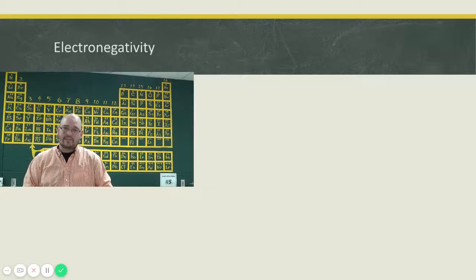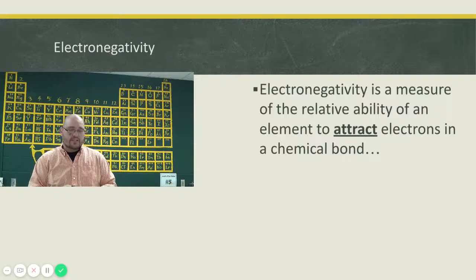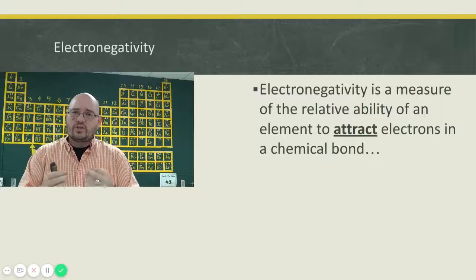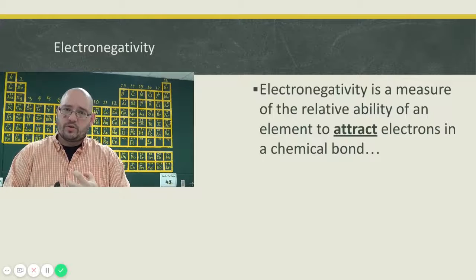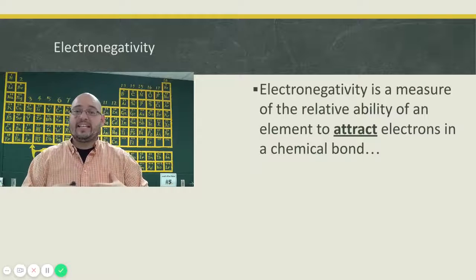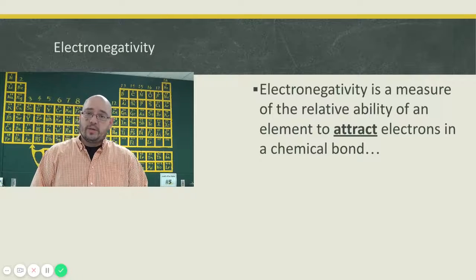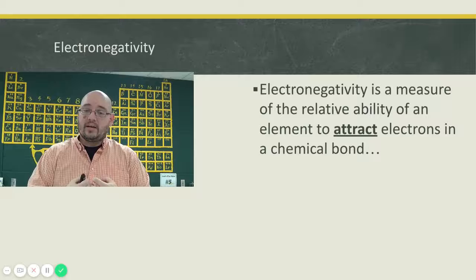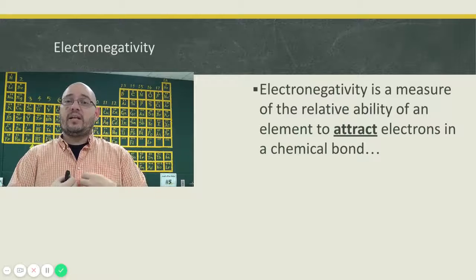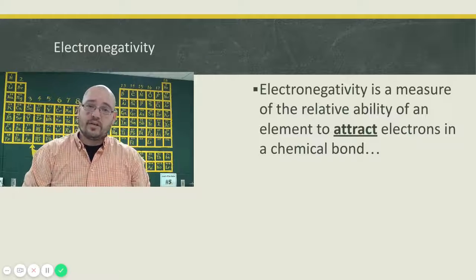Now, electronegativity is a really weird sounding word. Electronegativity is basically a measure of the relative ability of an element to attract electrons. So it's how much they want electrons, their ability to attract electrons. They pull them in. So atoms or elements that give up their electrons easily are going to have a very low electronegativity. Atoms that do not let go of their electrons, not only do they not let go of their electrons, they also grab electrons and pull them in. So they're going to have a higher electronegativity.